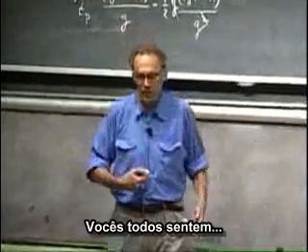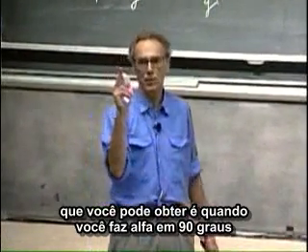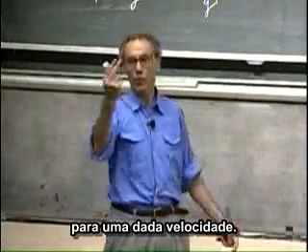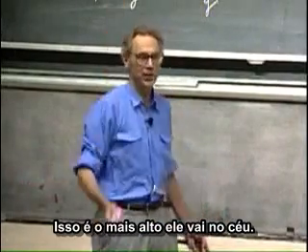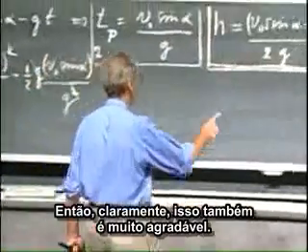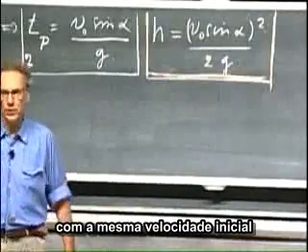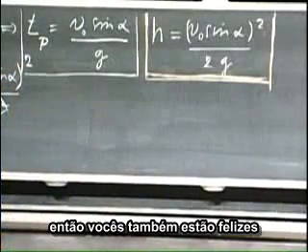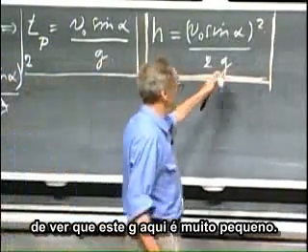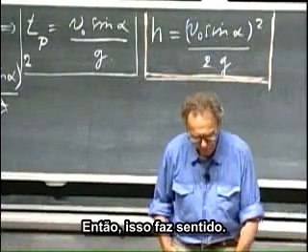You all feel in your stomach that the highest possible value you can get is when you make alpha 90 degrees for a given velocity. That's the highest it will go in the sky. So clearly this is also very pleasing. If you did the experiment on the moon, with the same initial speed, it will go much higher. So you're also happy to see that this g here is downstairs. So that makes sense.